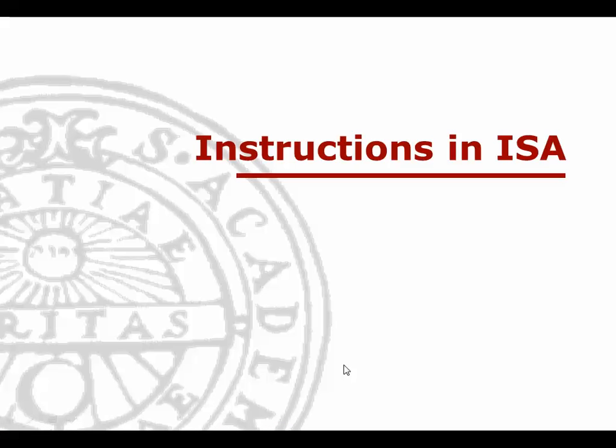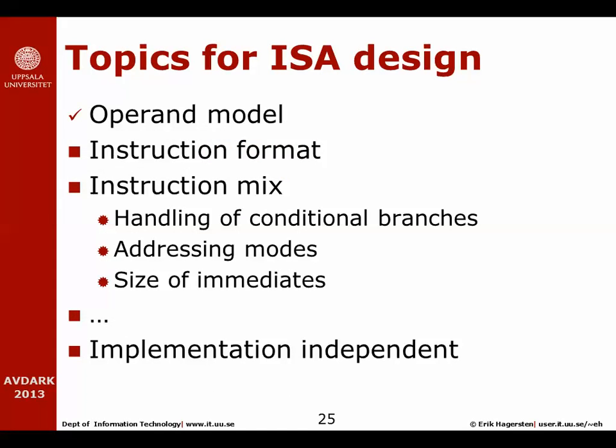We're also going to take a quick look at what kind of instructions you may see in a modern architecture, and this will just be a brief overview. We will not study any specific instruction set in detail in this course. So far we have discussed the operand model and concluded that register-based model is a pretty good choice for modern computers. Now we're going to discuss instruction formats and what kind of instruction mix you may have, conditional codes, addressing modes, and what kind of immediates you may have in your instruction set.